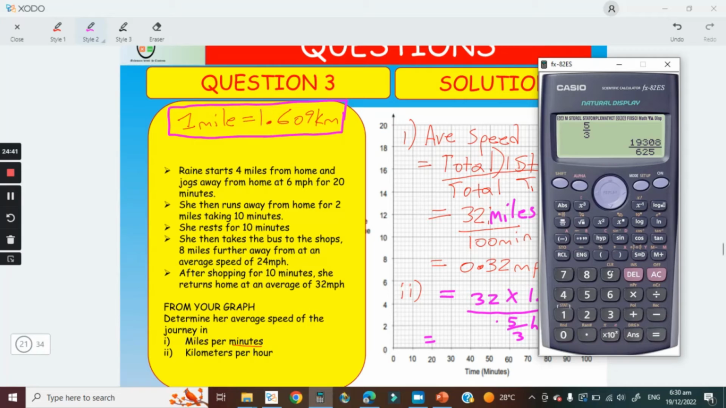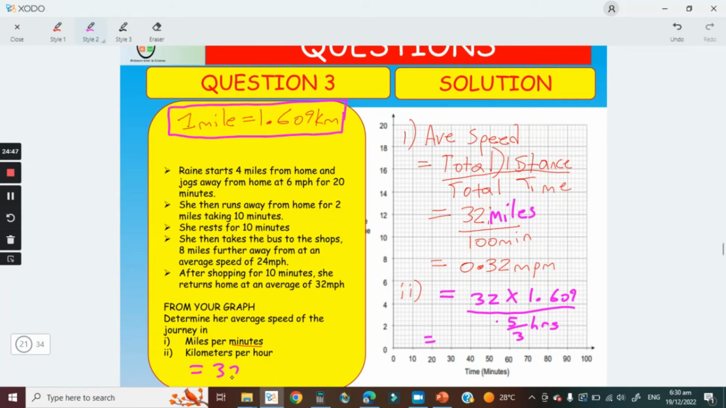Punch that in the calculator and we get 30.9. So this works out to be 30.9 kilometers per hour. And that's it. Easy, easy, easy. Nice.